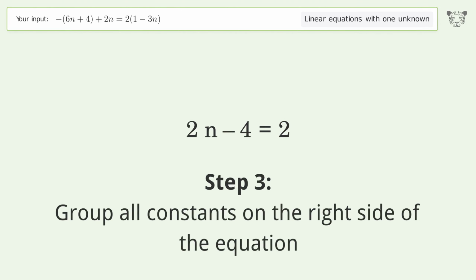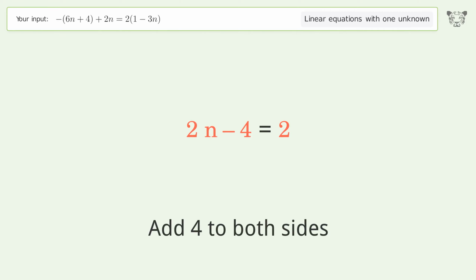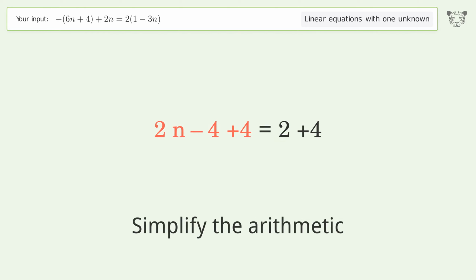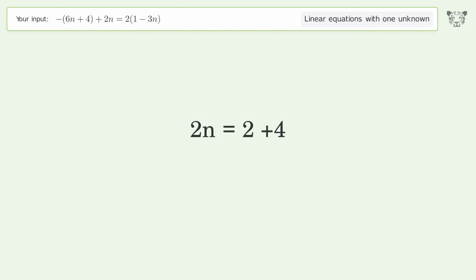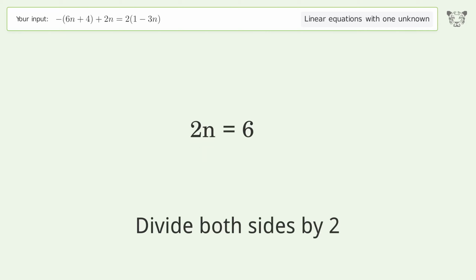Group all constants on the right side of the equation. Add 4 to both sides. Simplify the arithmetic. Isolate the n. Divide both sides by 2.